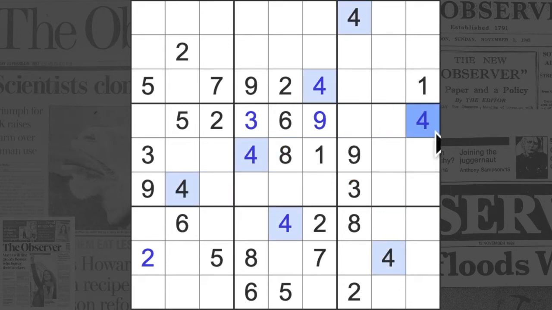Now we can't finish off the 4s though, because the remaining positions are like this. Now if you've never played Sudoku before, what we should understand is if this square is 4, then this square will be 4, or this square could be 4 and then that one will be 4, and that's all we can say at the moment. We don't know which is which.